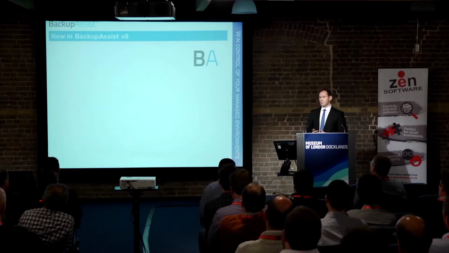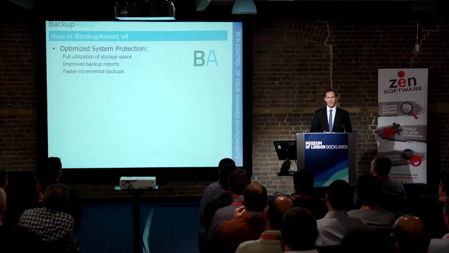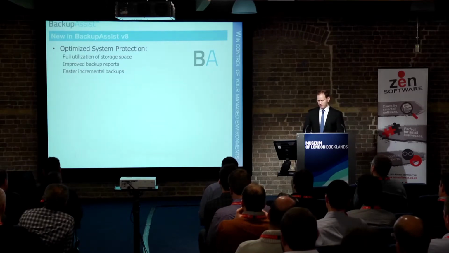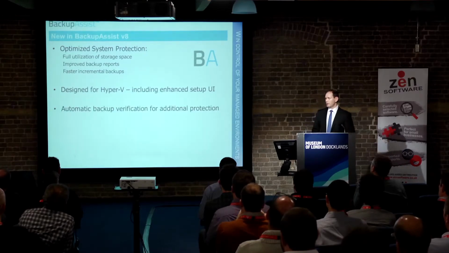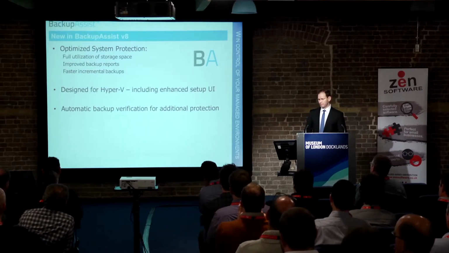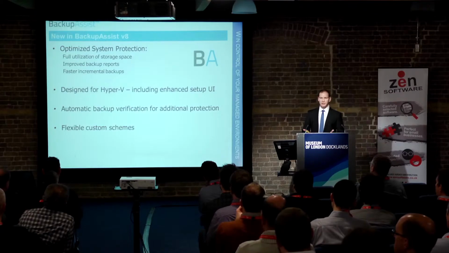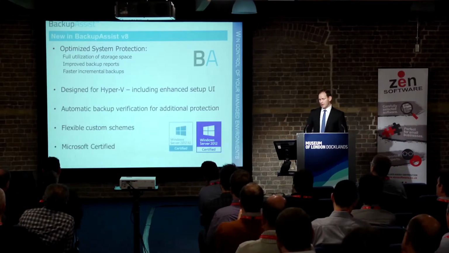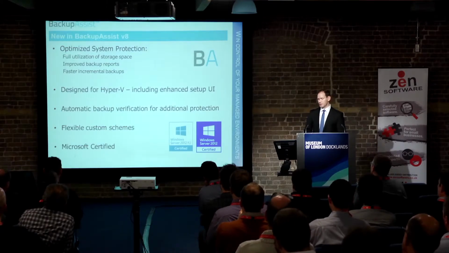Now, in June we released BackupAssist version 8 and added a whole lot of features to give you better protection, more flexibility, and also faster backups. For example, for system protection, we enhanced our imaging backups in a number of different ways. Also, for Hyper-V, we enhanced the UI to make it even simpler to protect your Hyper-V servers. We added automatic backup verification, which is designed to give you added confidence that you are being well protected. And fully customisable schemes means you can tailor your backup schedules to your customer's exact requirements, or indeed your exact requirements. And BackupAssist version 8 is now a fully Microsoft certified product for Server 2012 and Server 2012 R2.